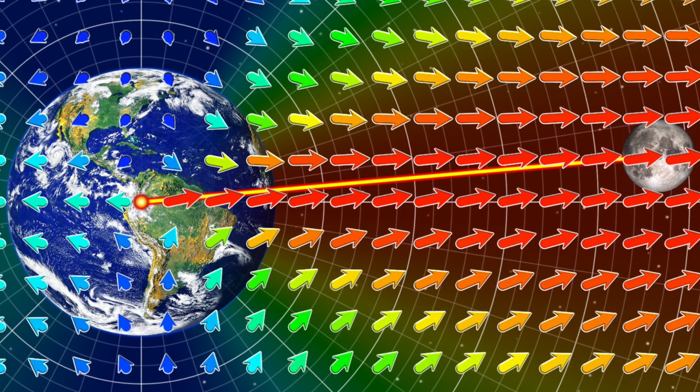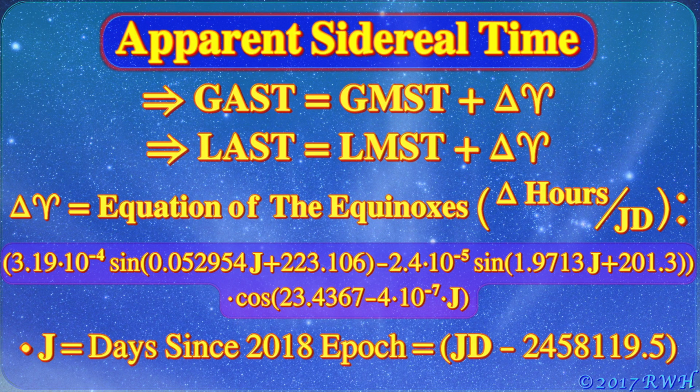The equation of the equinoxes, used to calculate the apparent version of sidereal time, is based upon a simplified version of the components of the nutation equations, using the Julian Day Number to calculate the change in variables over time. Once the equation of the equinoxes is calculated, the result is added to the corresponding mean sidereal time in order to arrive at the apparent sidereal time in units of hours.